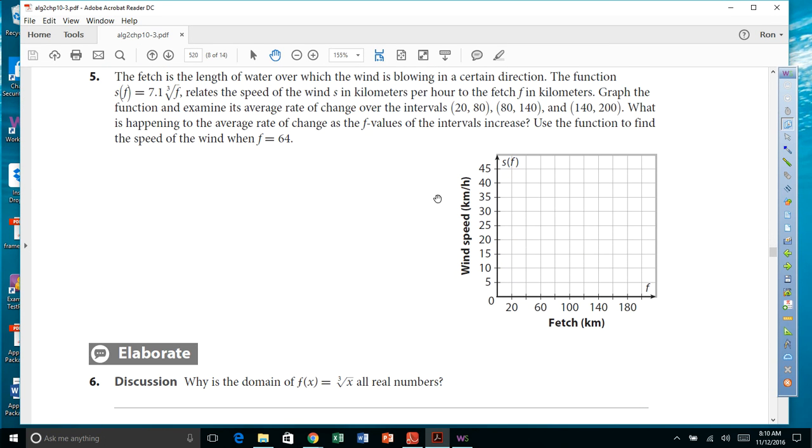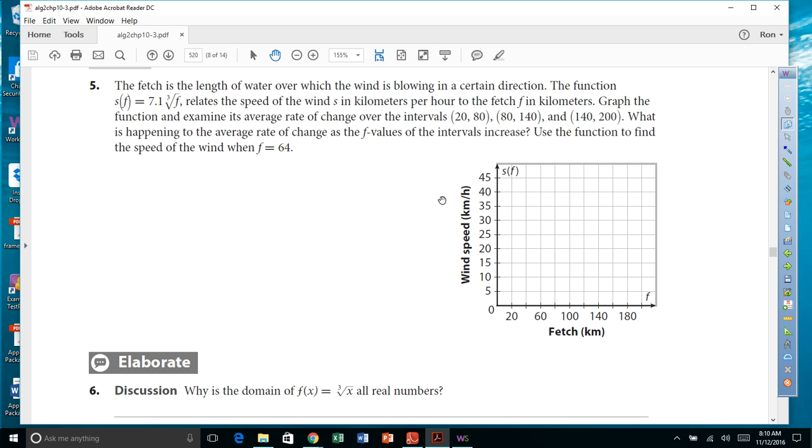Our turn. The fetch is the length of water over which the wind is blowing in a certain direction. S of F, the speed of the wind, equals 7.1 times the cube root of F, which relates the speed of the wind S in kilometers per hour to the fetch F in kilometers. Graph the function and examine its average rate of change over the intervals 20, 80, 80, 140, 140, 200.